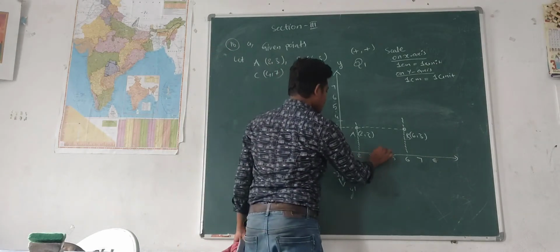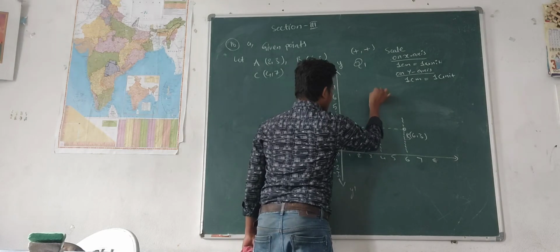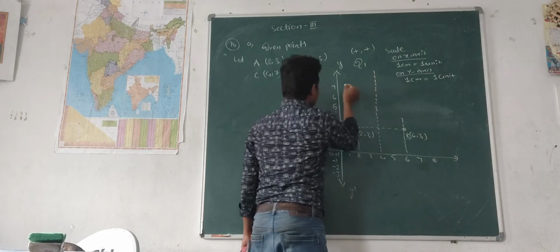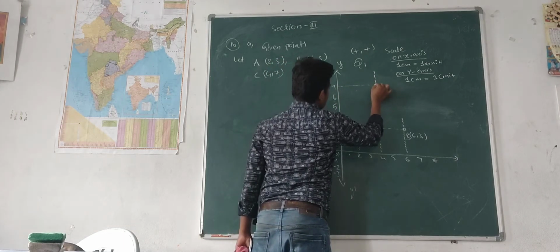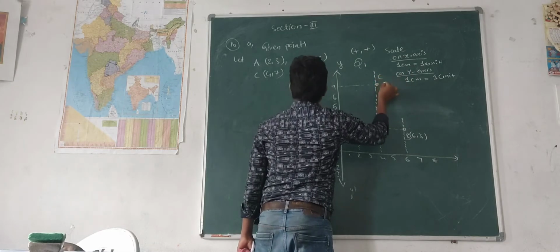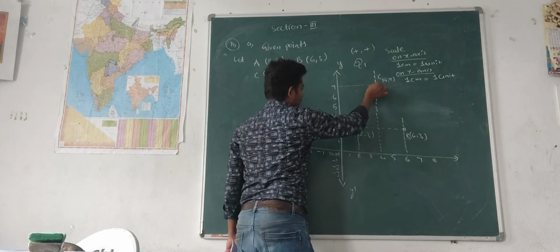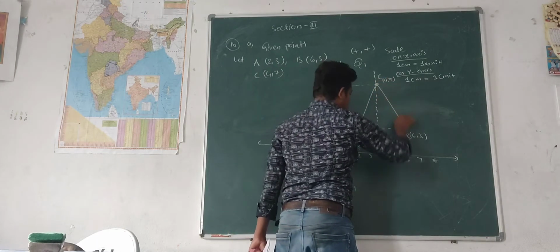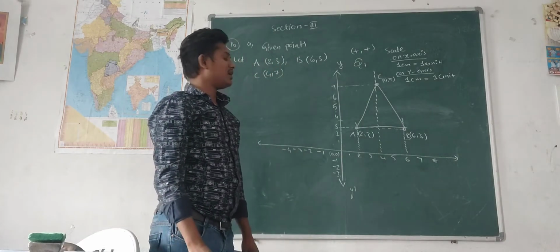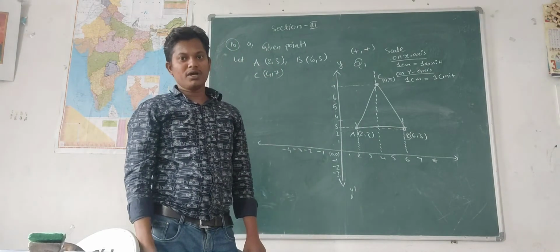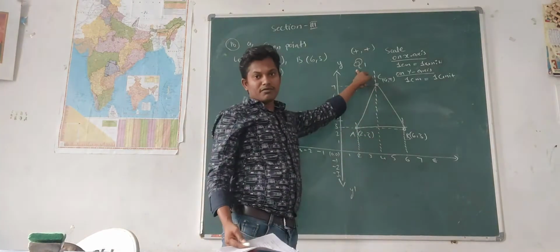4 is here. Draw a line parallel to the y-axis. 7 is here, draw a line parallel to the x-axis. This point will be point C, that is 4 comma 7. And join these points. This is our required triangle ABC. All positive points come in quadrant 1.